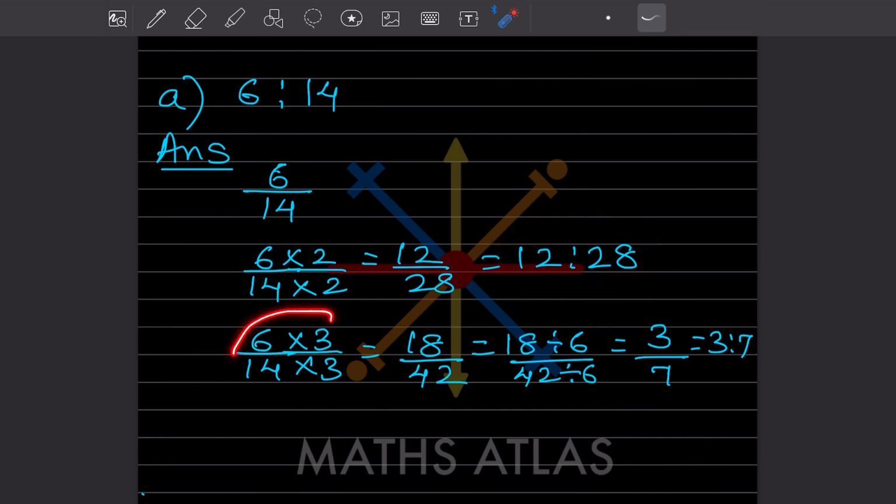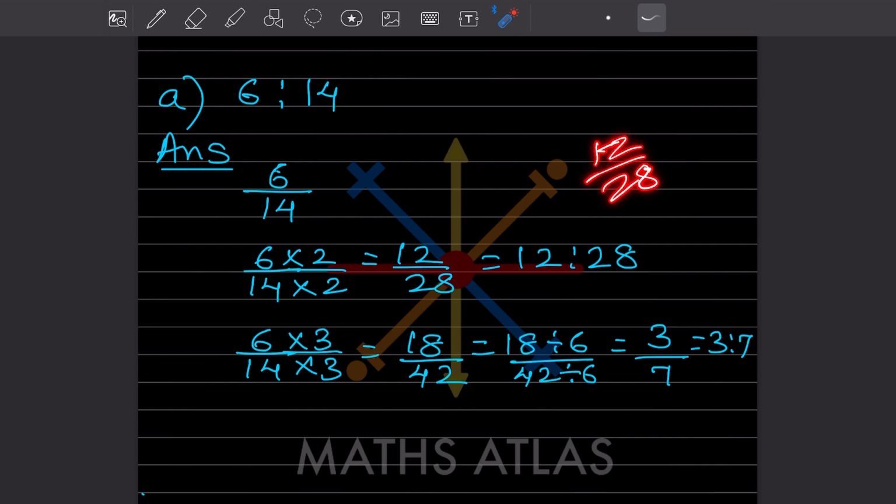Again here, when you multiply by 3, you are going to get 18 by 42. That is 18 divided by 6, 42 divided by 6, which is going to be 3 is to 7. The 3 by 7 here you can write as 3 is to 7. Now see here, this also can be simplified. Now this also can be written as 12 by 28.